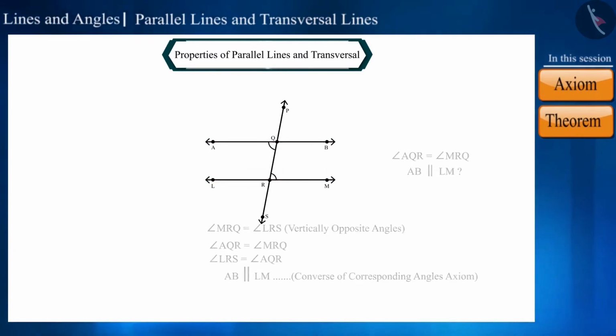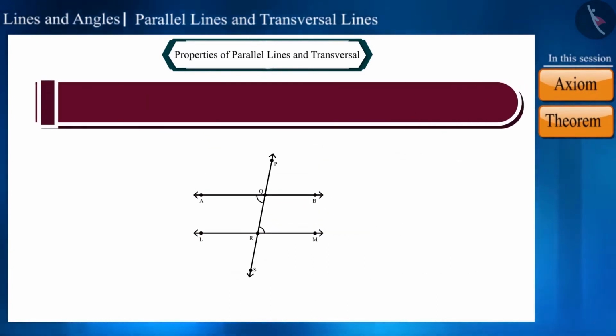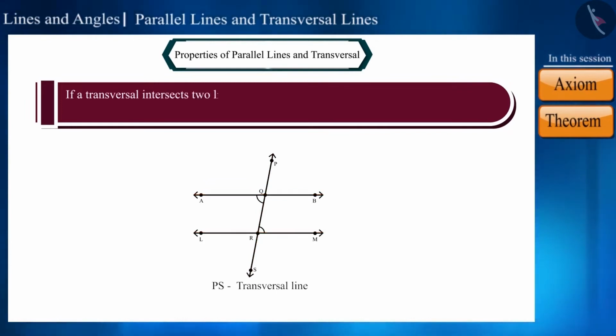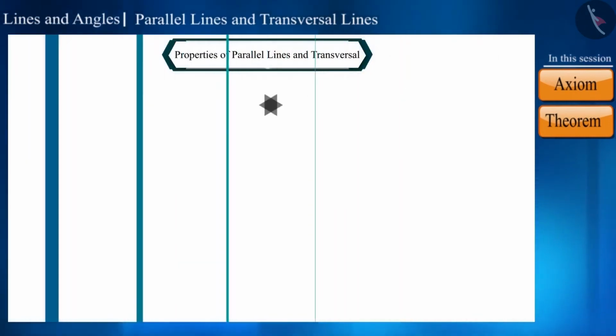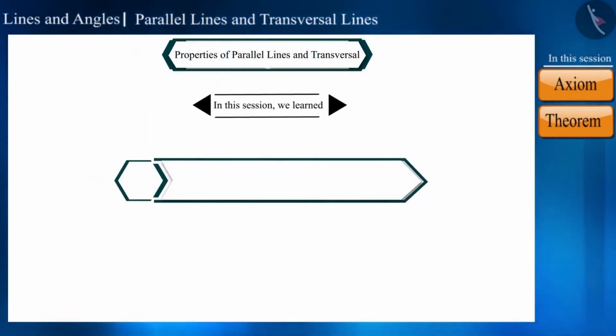We can write this result also in the form of a theorem as follows. If a transversal intersects two lines such that a pair of alternate interior angles is equal, then the two lines are parallel. Friends, that's all in this session. Today we discussed the properties of parallel lines and transversal.